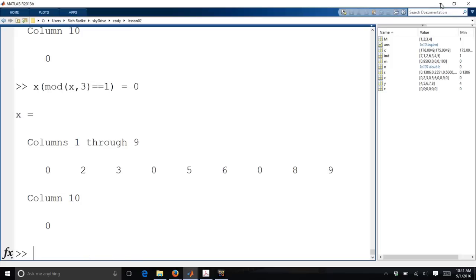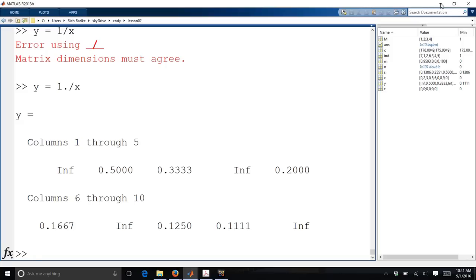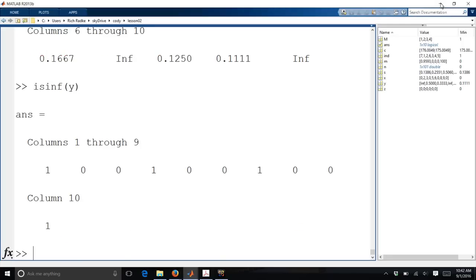And then I could say, okay, now I'm going to divide, I'm going to say 1 over x. That gives me an error because 1 is a scalar, x is a vector, so I really have to use 1 dot dash this. Then if I divide by 0, I get a bunch of places where things were infinite, right? Then there's a nice command called isinf that can tell me where that happened, right? So I can say, where are the places where y is infinite? It's a conditional vector that tells me where things went wrong, right?